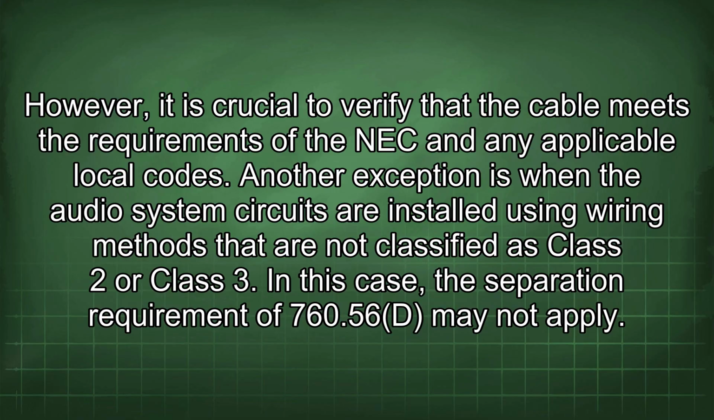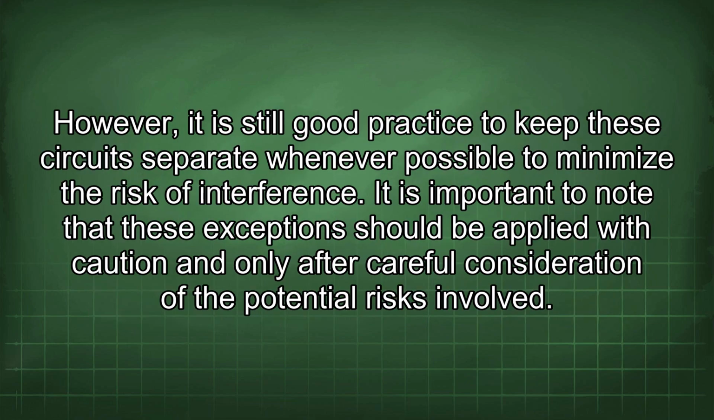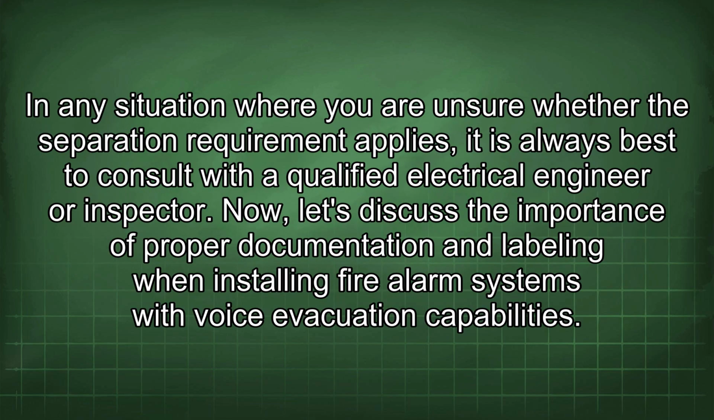Another exception is when the audio system circuits are installed using wiring methods that are not classified as Class 2 or Class 3. In this case, the separation requirement of 760.56(D) may not apply. However, it is still good practice to keep these circuits separate whenever possible to minimize the risk of interference. It is important to note that these exceptions should be applied with caution and only after careful consideration of the potential risks involved. In any situation where you are unsure whether the separation requirement applies, it is always best to consult with a qualified electrical engineer or inspector.